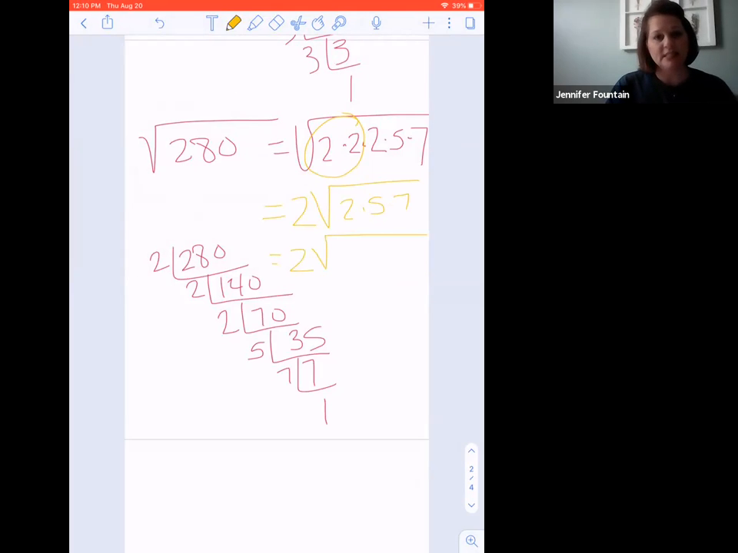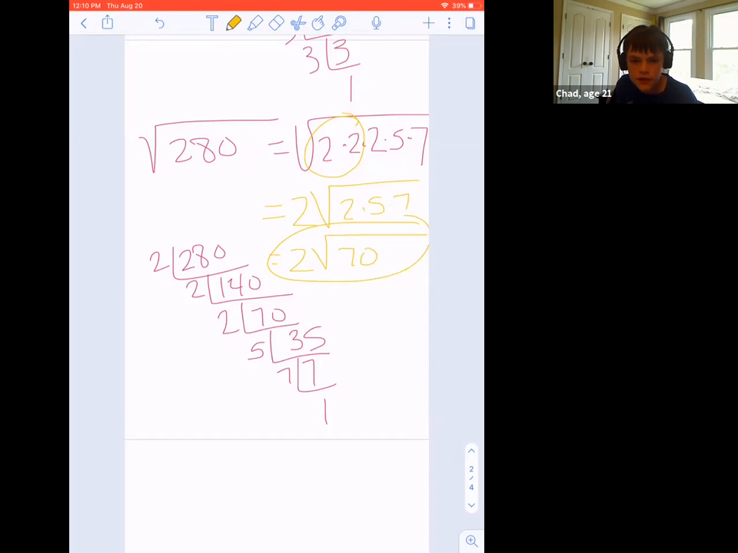2 times 5 is 10. 10 times 7 is 70. So then that would be my simplified answer. Anything that's left under the radical that cannot be buddied ends up multiplying together to stay under the radical. Anything that is buddied up and gets to come outside, if there's more than one of them, then they multiply together. Does that help?